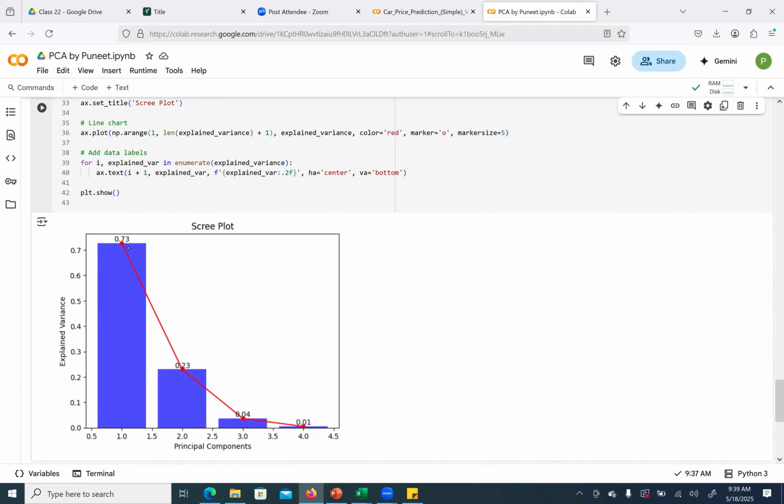When you remove the fourth principal component, there will hardly be any change in the accuracy of the model. It will not change much. When you remove the third principal component, there will be a slight drop in accuracy. But if you remove the second principal component, there will be a significant drop in the accuracy. And which one is the most important principal component? The first principal component.